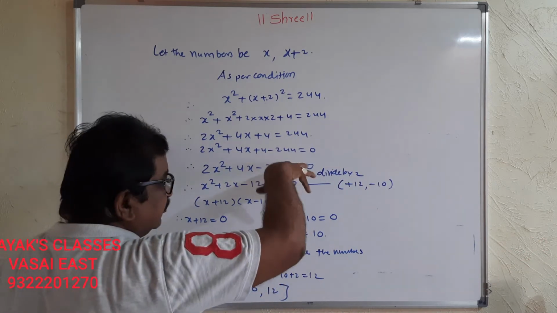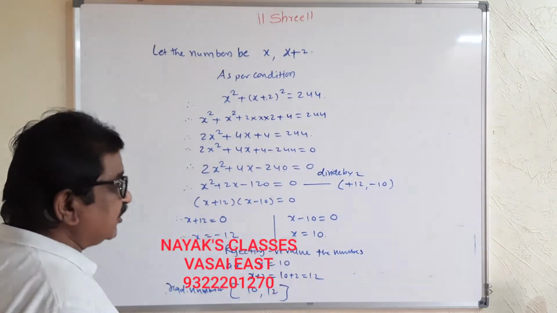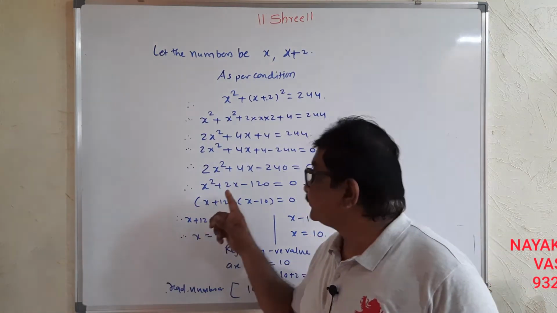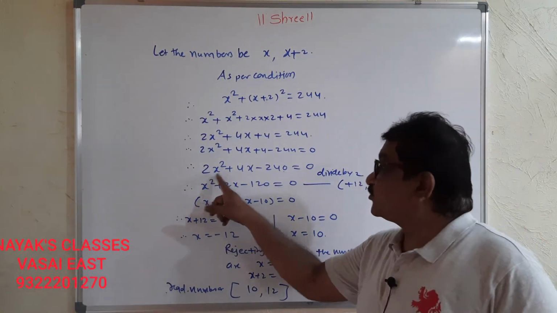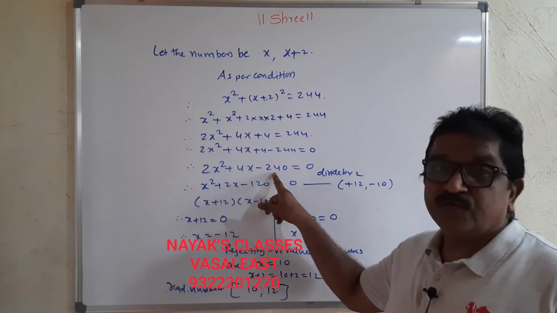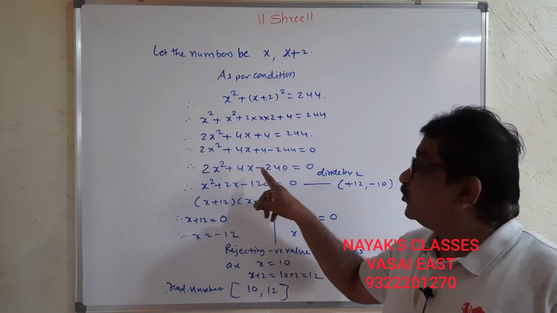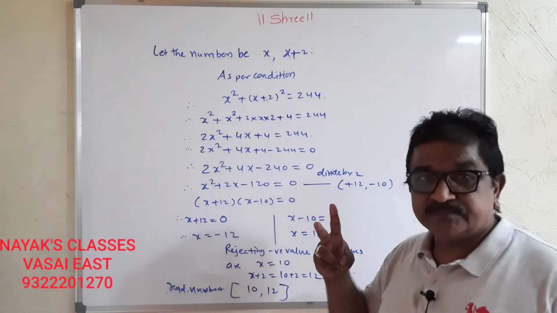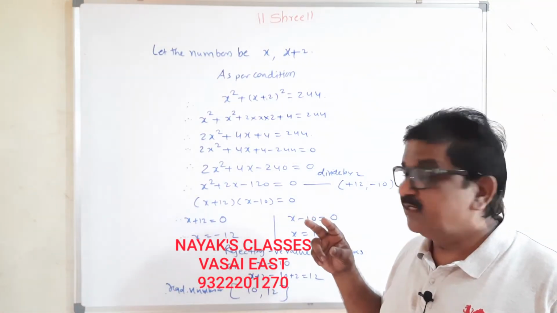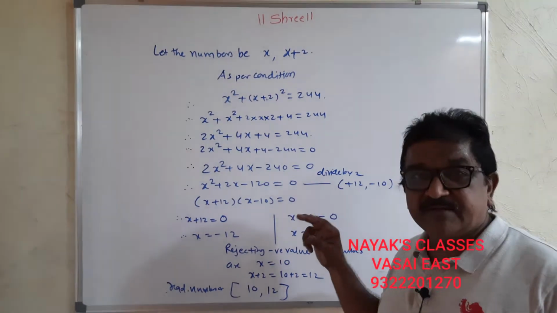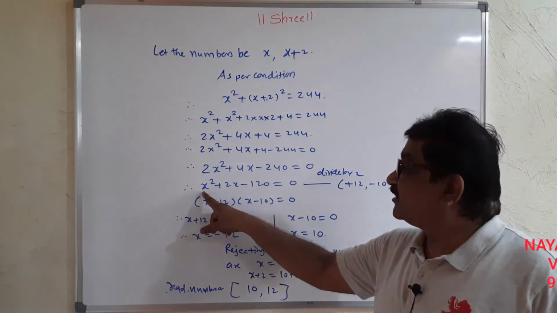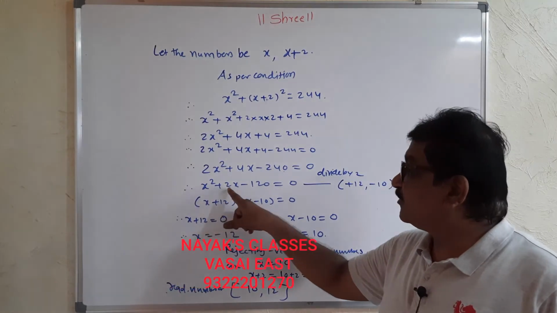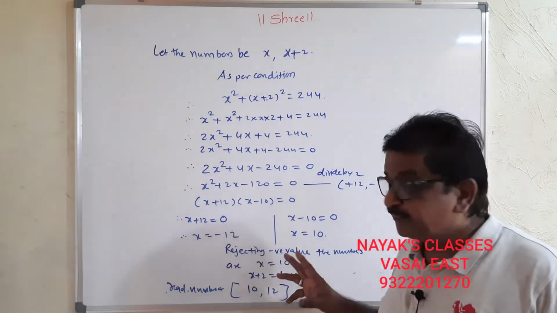We brought that 244 to the left hand side and we got the equation 2x square plus 4x minus 240. To minimize the coefficients, we divided the equation by 2. So the final equation is x square plus 2x minus 120.